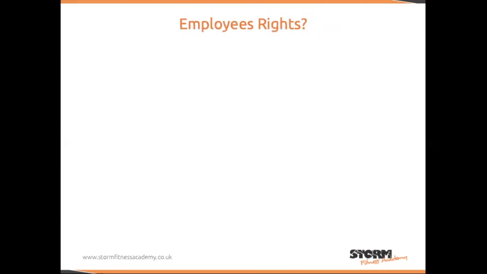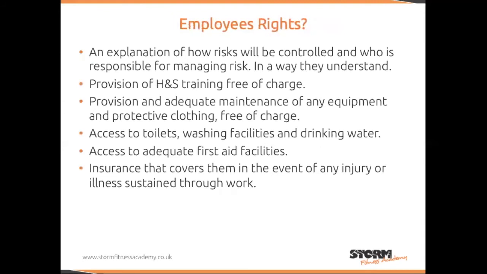Now, as an employee, you have some rights as well. You have the right to an explanation of how risks should be controlled and who is responsible for managing the risk in a way that you can understand. Provision of health and safety training should be free of charge. Provision and adequate maintenance of any equipment and protective clothing should also be free of charge. You should have access to toilets and washing facilities and drinking water. You should have access to adequate first aid facilities. And there should be insurance that covers you in the event of any injury or illness sustained through work.